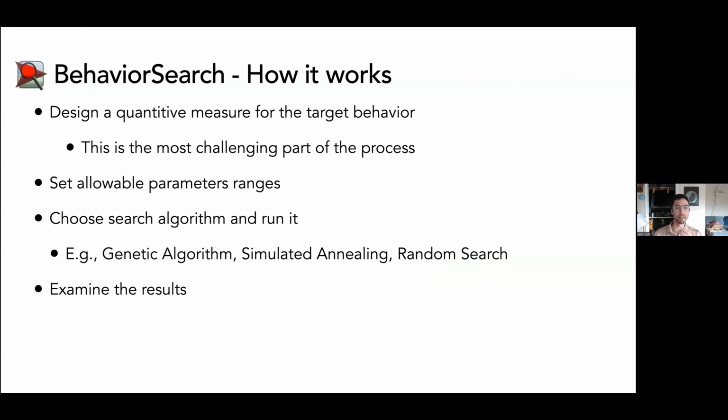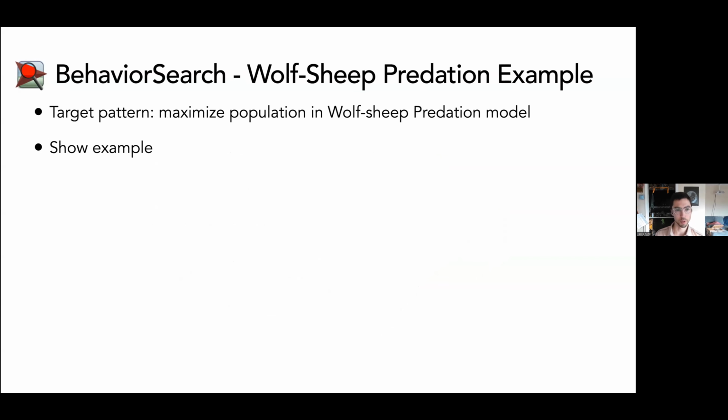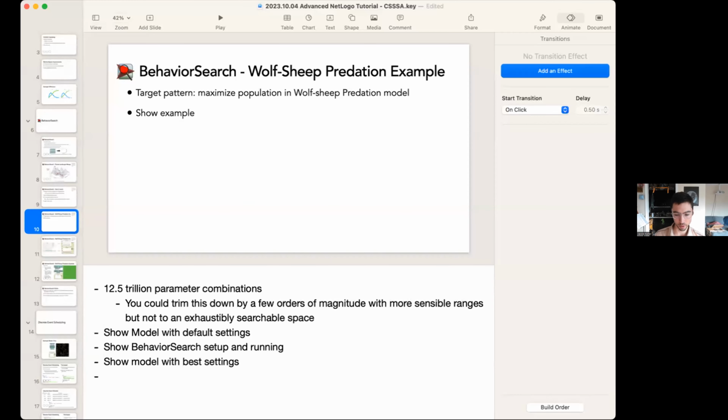So how it works is you have to design a quantitative measure for the target behavior. This is often the most challenging part of the process. Then you set the allowable parameter ranges, which is very similar to BehaviorSpace. You choose a search algorithm, which are built into BehaviorSearch, then you run it, and then you examine the results. I'm going to give a somewhat contrived example using the wolf-sheep predation model.